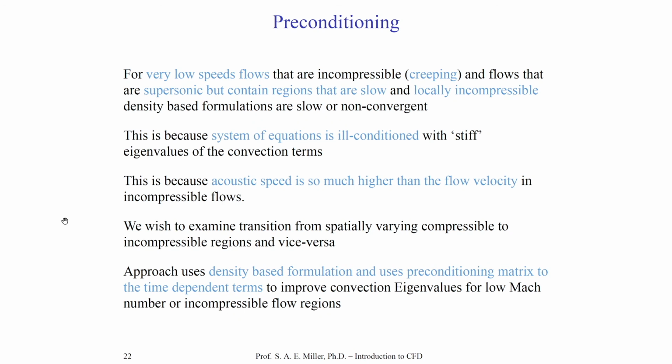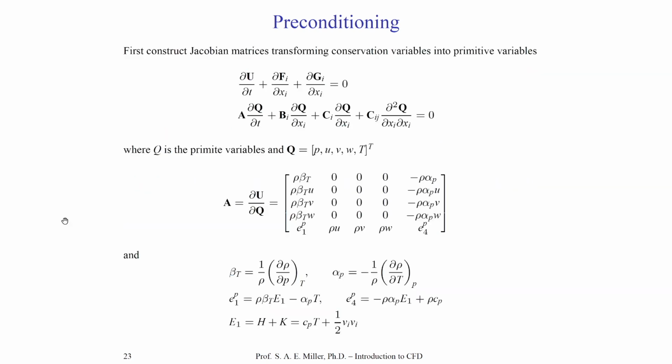This will use the density-based formulation, and we'll use preconditioning matrices on the particular time-dependent terms. This will essentially and mathematically improve the convection eigenvalues for low Mach number or incompressible flow regimes. Let's take a look at these formulations now.